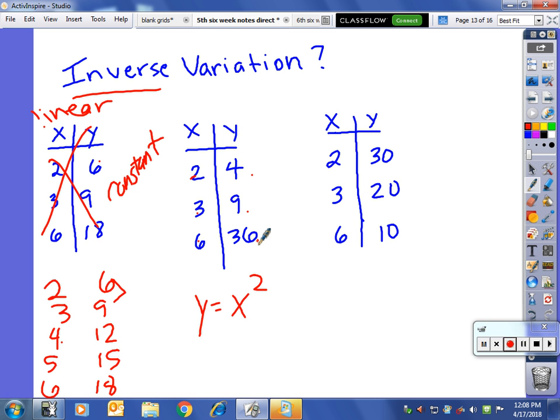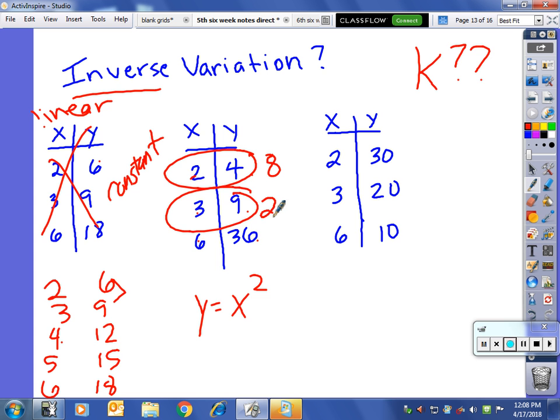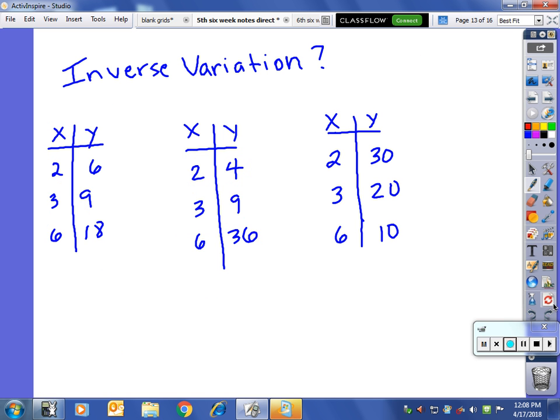No. Here's another way you can check. Check the k. The k value should be the same for every single set of points. What's 2 times 4? 8. What's 3 times 9? Oh my gosh. Do these have the same K value? No.